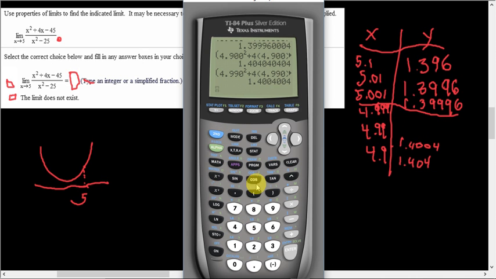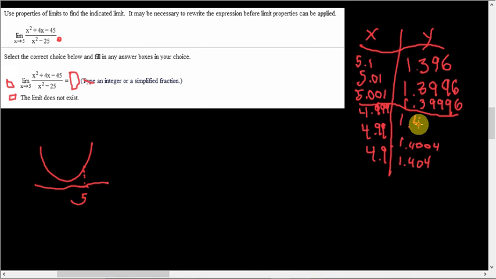Alright, we'll do it one more time. And let's see if I can use the keyboard. Yeah, it's a bit easier. Nine. 1.4004. 1.40004. So it looks like it's reaching about 1.4. So that's not really an integer.